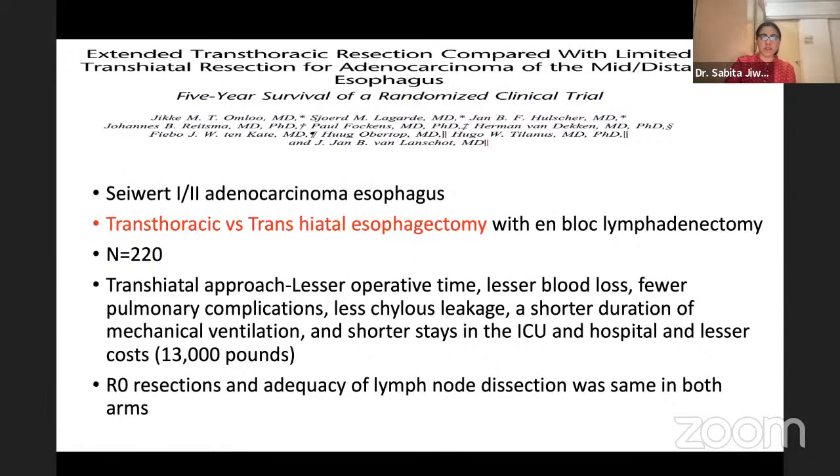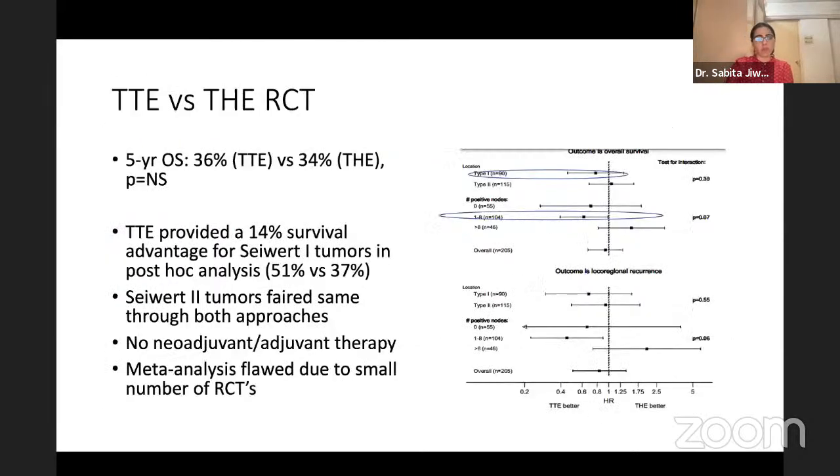So this was the first study which looked at this problem indirectly. This is the famous Hulscher trial, where they compared transhiatal versus transthoracic esophagectomy with en bloc lymphadenectomy, 220 patients randomized, and they saw that the transhiatal approach was better for short-term outcomes and cost-effective. The R0 resection and the adequacy of lymph node resection was the same in both the arms, and also the survival was the same. There was not much difference.